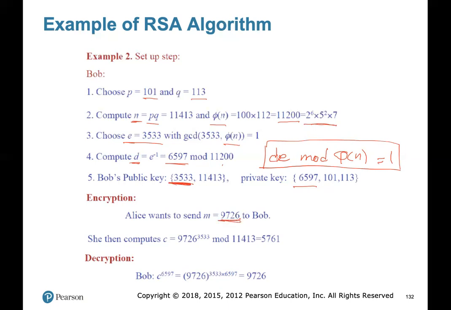So the message should be raised to the public key of Bob. So we calculate 9726 to the power of 3533, of course mod 11,413, which is our N. So this is going to be our ciphertext. This is C, our ciphertext, which is our message to the power of E. And then Bob receives this number, the ciphertext, and uses his private key, which is 6597, and takes the power of the ciphertext to that number.